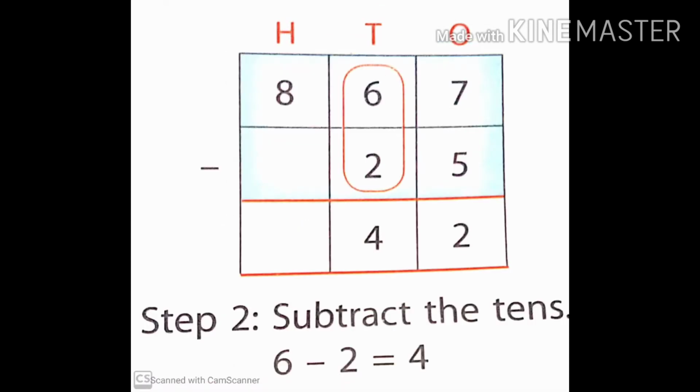Step 2. Subtract the tens. That means 6 minus 2. 6 minus 2 gives us 4.